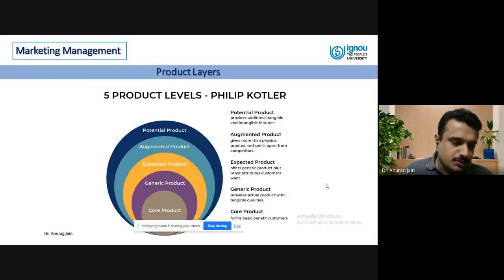Now we move to another layer of product, which is known as the expected product, which offers the generic product plus other attributes which customers want. When I'm buying a mobile phone, I don't only want a mobile phone which looks good, but it should have a good user interface. It should have the platform available in the mobile phone. In a sense, is it Android or, if you are using, an iPhone? So what kind of platform is available which I can use, right? That is important to me.